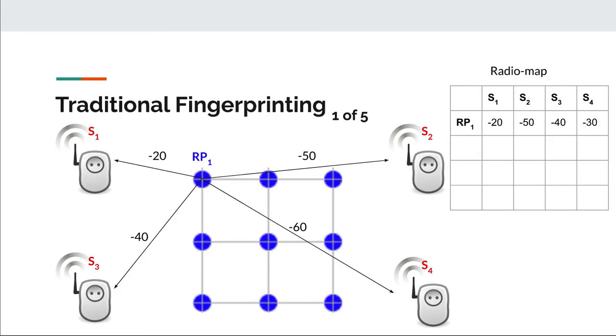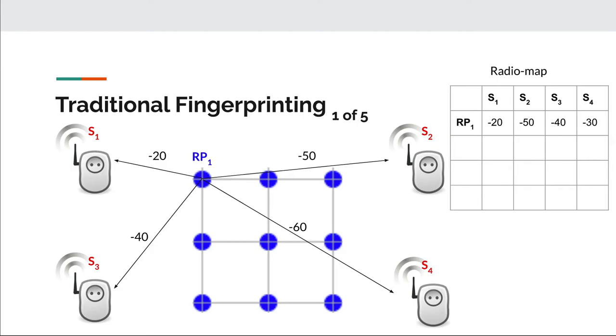One of the easiest methods to perform RSSI-based localization is called traditional fingerprinting. I'm going to explain how it works. Imagine in the rectangle surrounded by the sensors, there is a grid. And each point on the grid is called a reference point. The traditional fingerprint requires an offline phase where we collect RSSI measurements at each and every reference point.